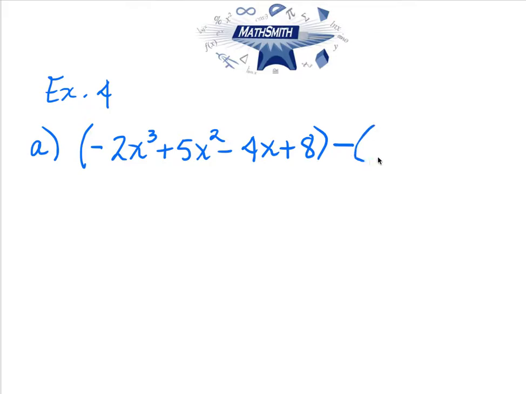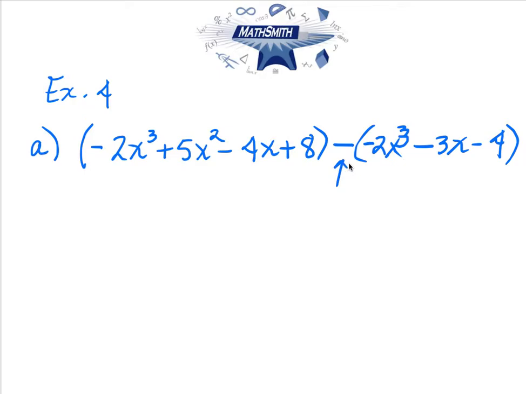You have this whole polynomial, negative 2x cubed plus 5x squared minus 4x plus 8, minus this whole polynomial, minus 2x cubed, 3x, minus 4. Hopefully my tablet will get its act back together.